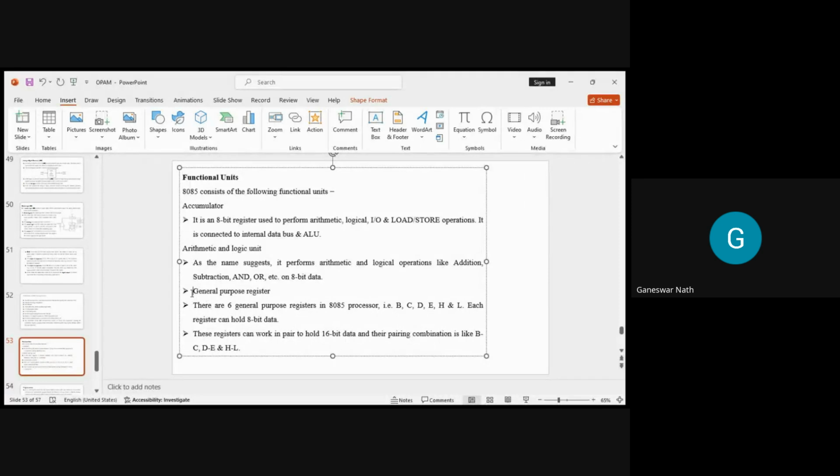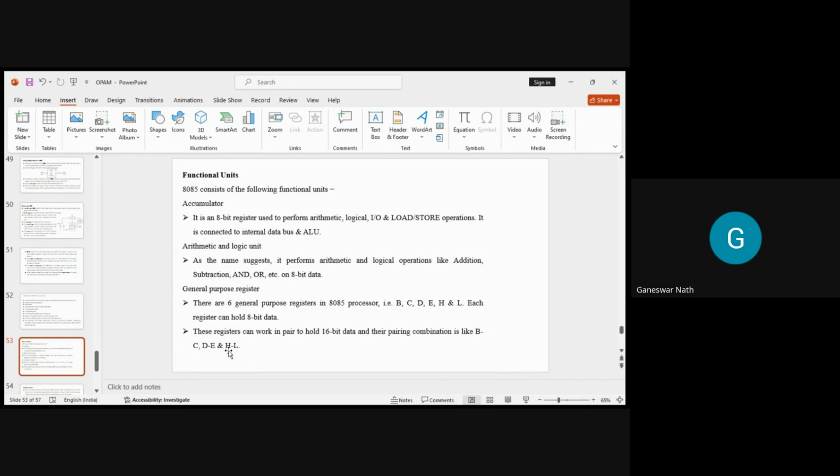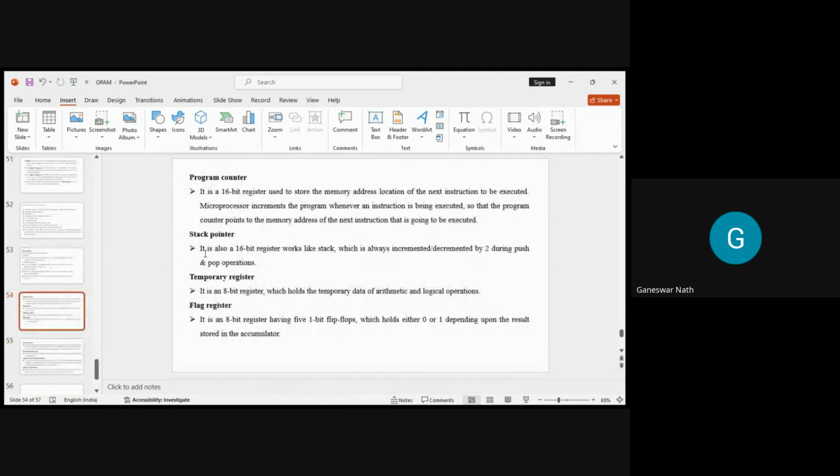Similarly, another is the general purpose registers. There are six general purpose registers in the 8085 processor: B, C, D, E, H, and L, and each register can hold 8-bit data. These registers can work in pairs to hold 16-bit data, and their pairing combinations are B-C, D-E, and H-L. Now another is called the program counter.